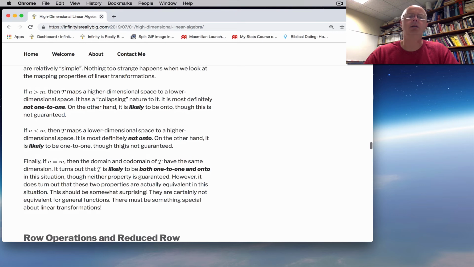In this part right here, I talk about, this is not rigorous, but it's intuitive. When is it likely that the linear transformation is going to be one-to-one or onto? And when is it guaranteed to be either one-to-one and onto or neither?